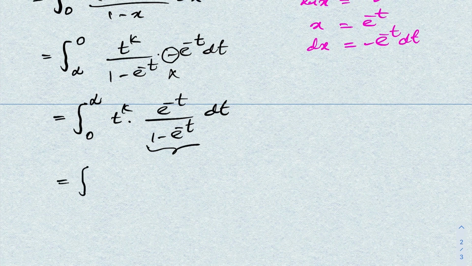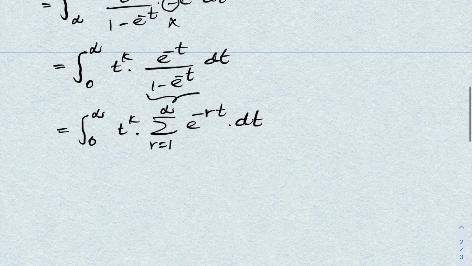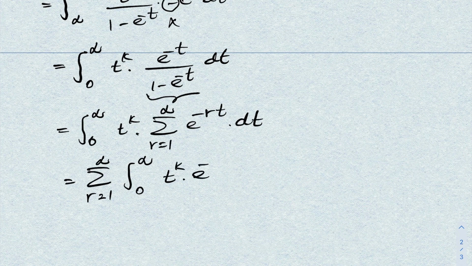So we have the integral from 0 to infinity of t to the k times, here I am going to take the sum r equal 1 to infinity of e to the minus r times t dt. Okay, then we can switch the sigma notation and the integral sign. So here r is equal 1 to infinity, integral from 0 to infinity, now we have t to the k times e to the minus r times t dt.